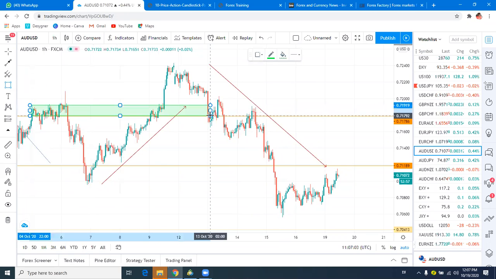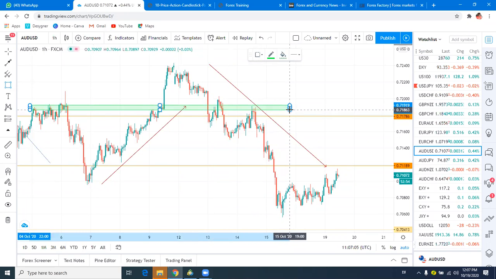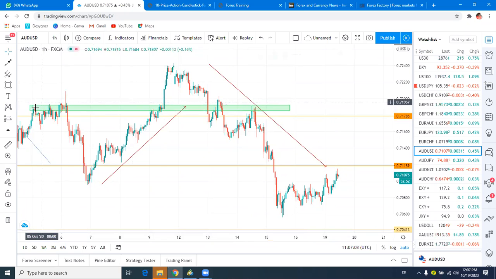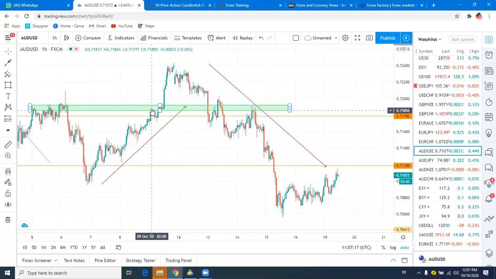Right here, there is a zone that formed. Why? Because the price respected these places. You see that the price did not cross all these places. Even when it went up here, it came back and closed. Look at here, the price respected the zone.